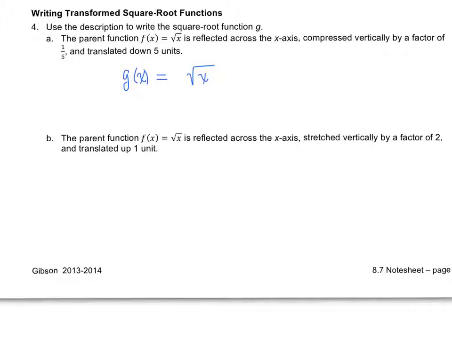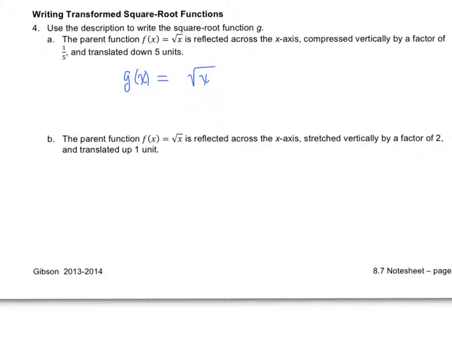In number 4a, we're taking the parent function f of x equals square root of x, and then we are reflecting it across the x-axis, which tells us that we will have a negative sign to reflect that, and it's also being compressed by a factor of 1/5. So we'll have a negative 1/5 times our square root of x, and we're translating that down by 5 units, so then we'll also have a minus 5. So that would be our g of x function.